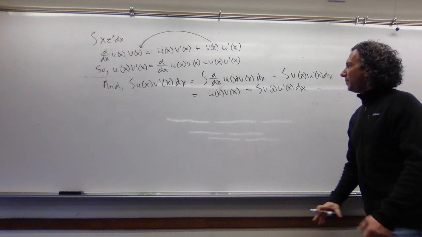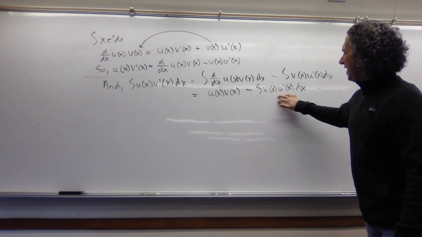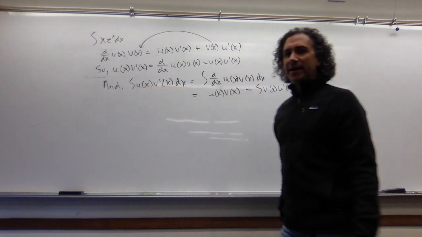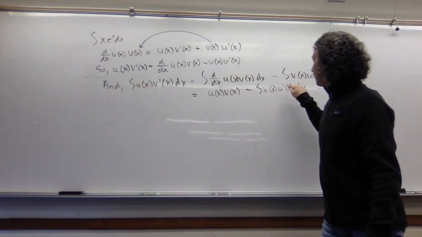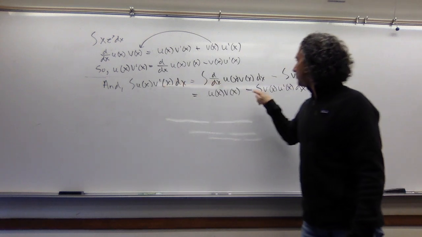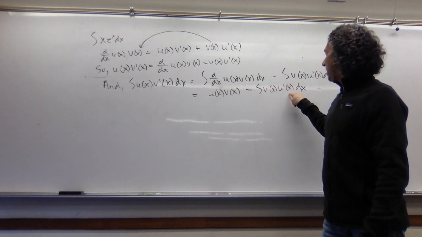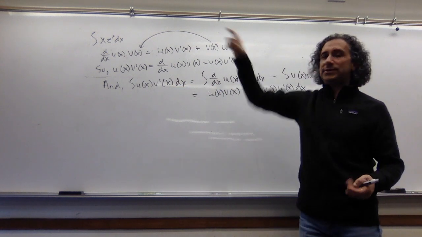So why does this help? Well, remember, what am I actually integrating then? I start with u of x times v prime of x, but instead of integrating that, I'm integrating the derivative of one of those guys times the antiderivative of the other guy. Can you see that? The derivative of one times the antiderivative of the other. And we already said that we know how to do that with this guy.